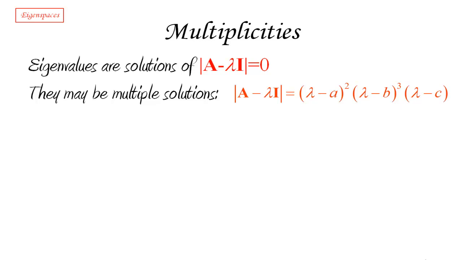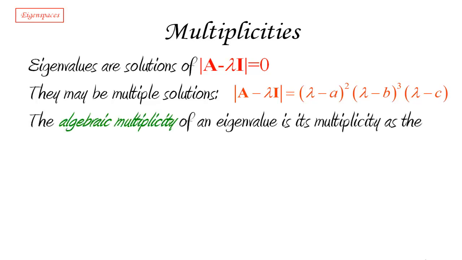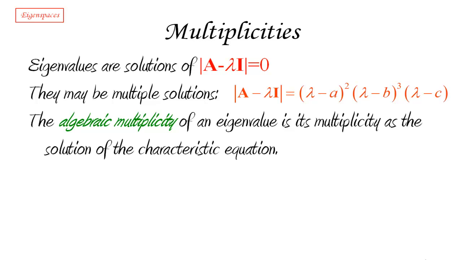And so in these cases, we'll say that A is a solution of multiplicity 2 and B is a solution of multiplicity 3. Now, when it comes to looking at these numbers as the possible eigenvalues of a matrix, we need to add another little qualifier. We're going to say, in fact, in this situation, the algebraic multiplicity of an eigenvalue is the same thing as its multiplicity as the solution of the characteristic equation.